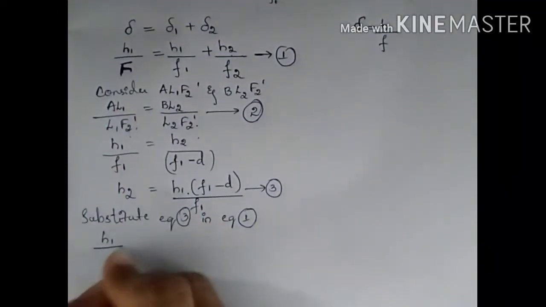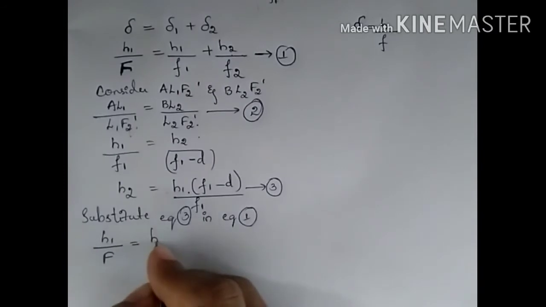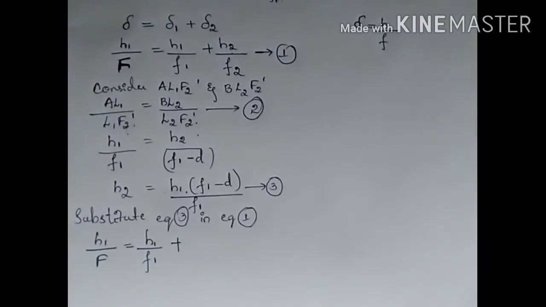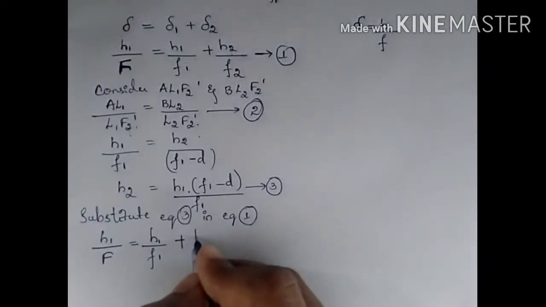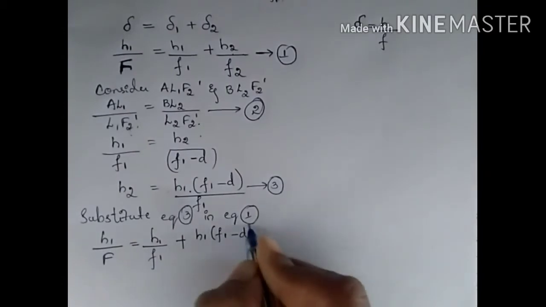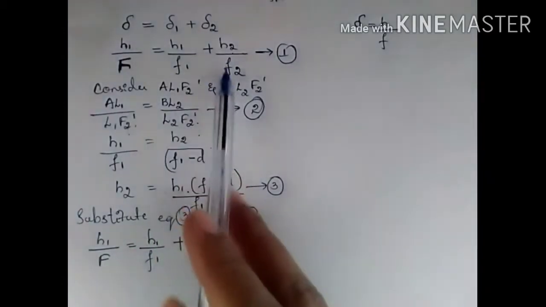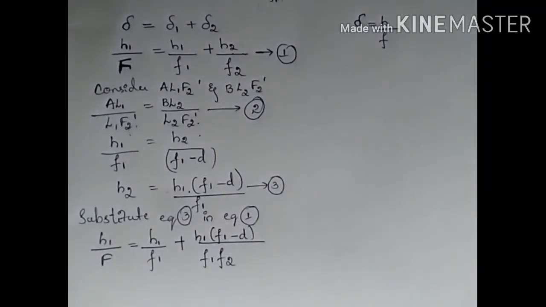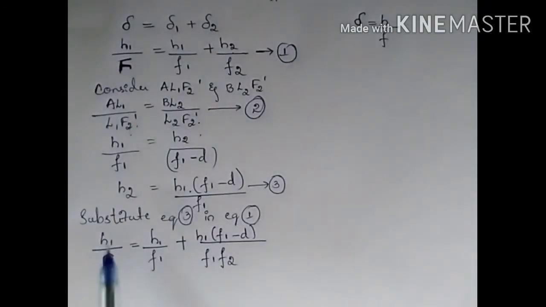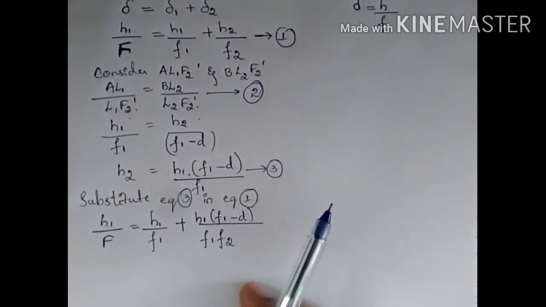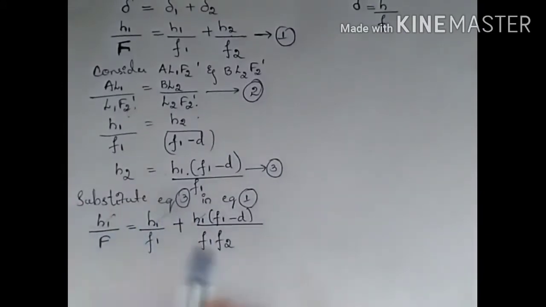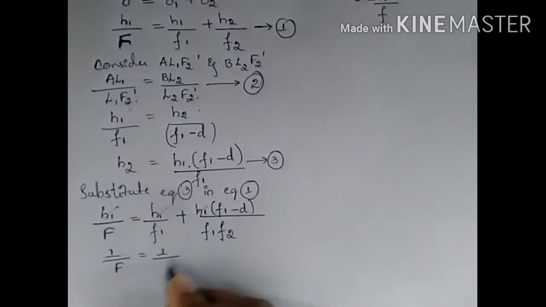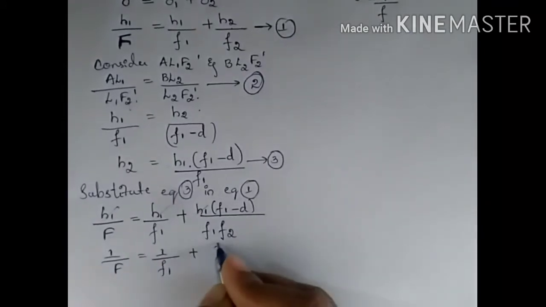So h1 divided by f will be equal to h1 divided by f1 plus h2 divided by f2. h2 gets replaced with h1 times f1 minus d divided by f1. So there is an f2 term here, so write that as well. So you got one equation here. In this equation h1 is common in all the three terms, so let us cancel. What remains is 1 by f, which is equal to 1 by f1 plus f1 minus d divided by f1 f2.